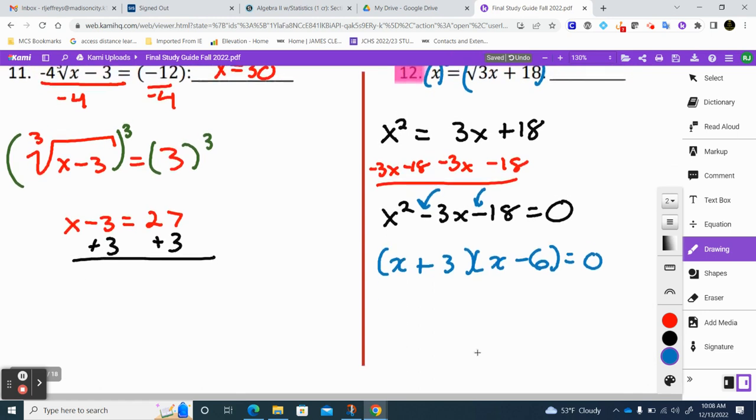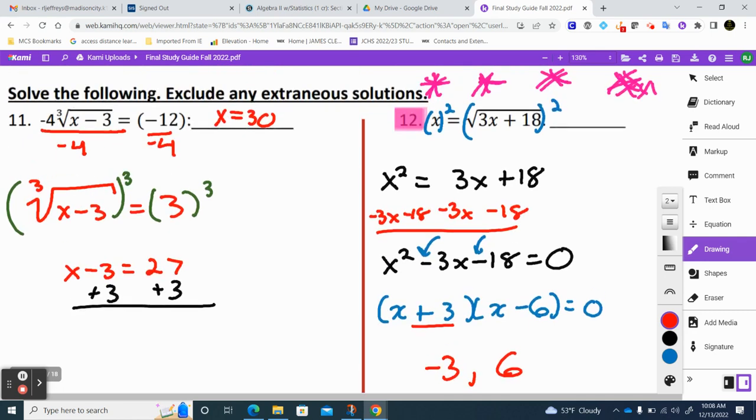Now, remember, to solve this is the opposite of what's in here. So what's the opposite of plus 3? What's the opposite of minus 6?